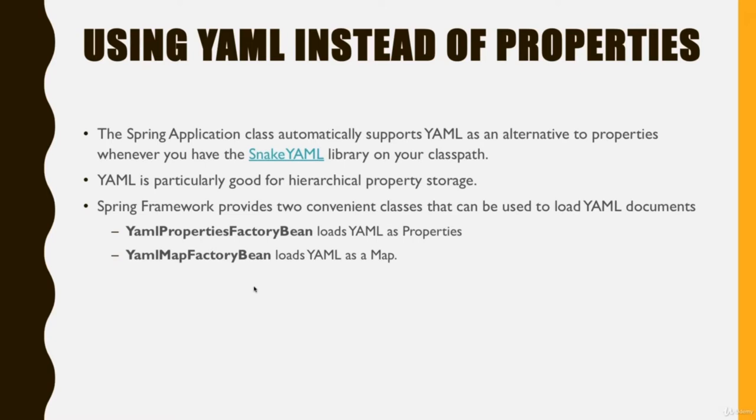Spring Framework provides two convenient classes that can be used to load a YAML document. One is YamlPropertiesFactoryBean, which loads YAML as properties, and one is YamlMapFactoryBean, which loads it as a map where you have multiple profiles. You don't have to use those beans straight away because most of the time you don't have to modify these beans. It's behind the scenes.